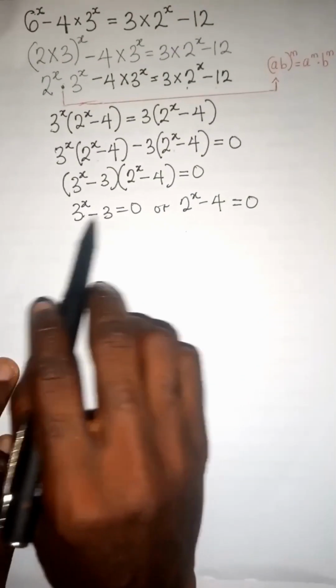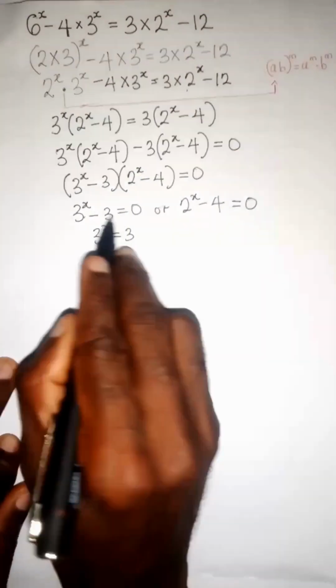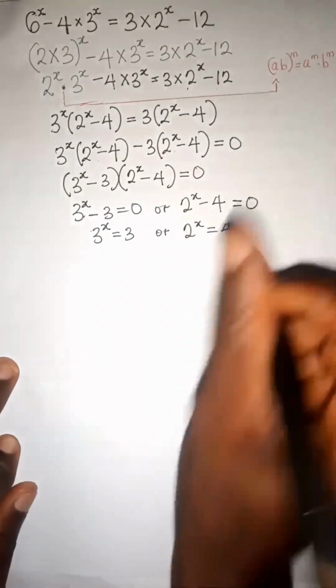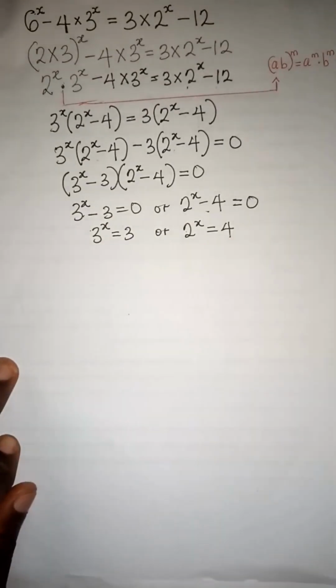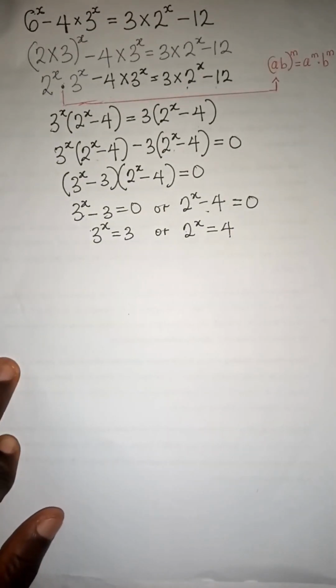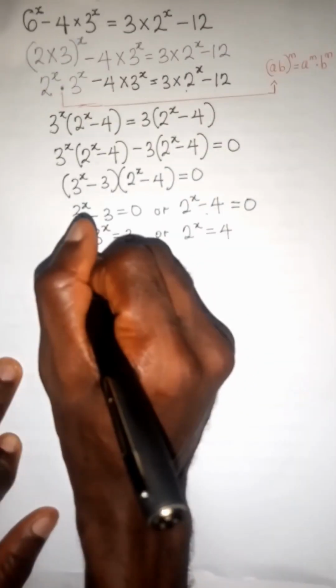Now, if 3 to the power of x minus 3 is 0, it means that 3 to the power of x is 3 when we add 3 to both sides, or 2 to the power of x is 4 when we add 4 to both sides with the second root. Now, we are going to break this down into 2, taking them one by one so that we can check the validity of the results. So starting with the first one, let's call it case 1.